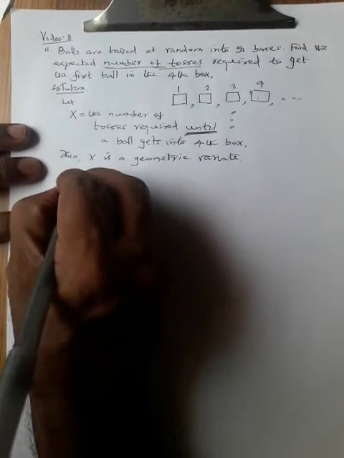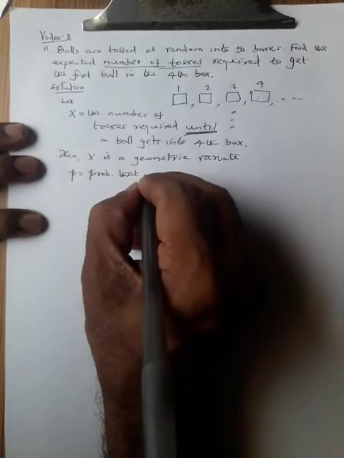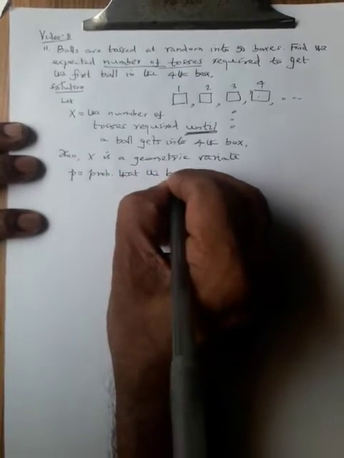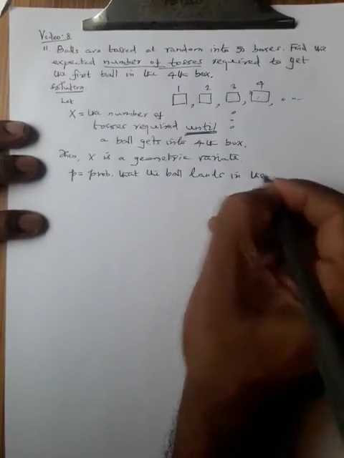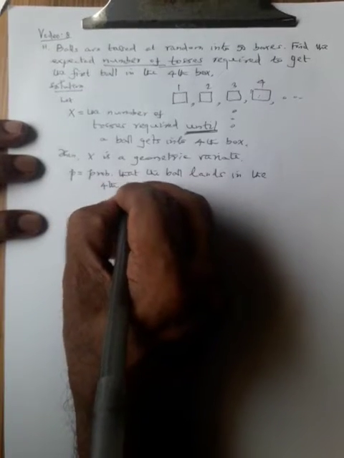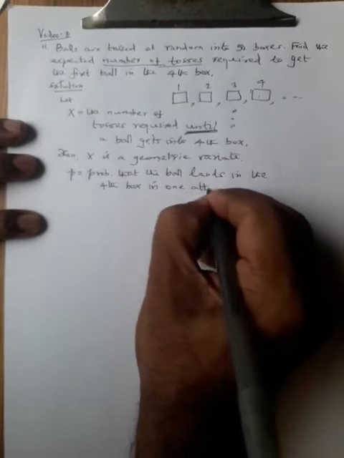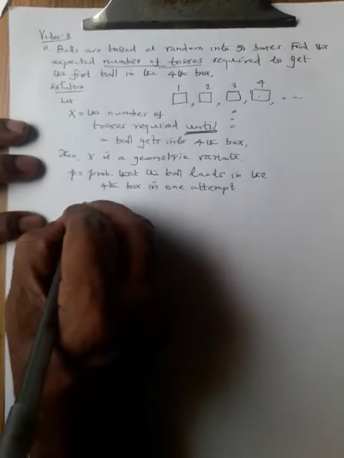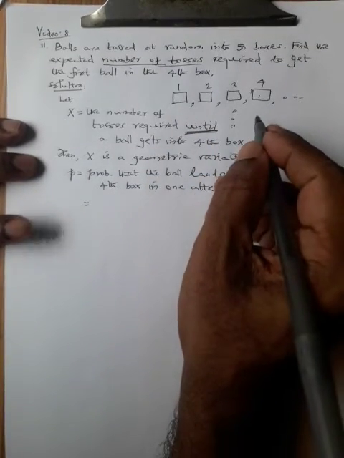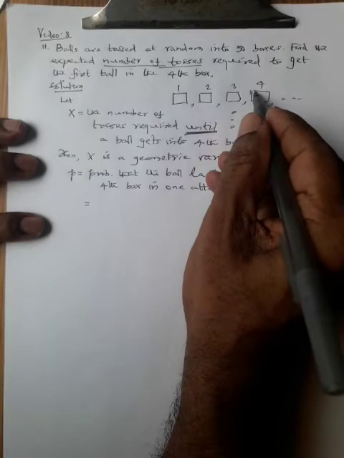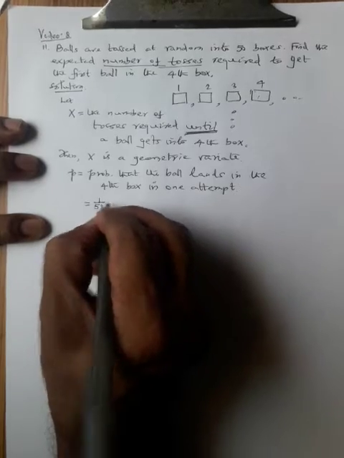What is our P? P is the probability that the ball lands in the fourth box in one attempt. So what is the probability? Because there are 50 boxes, the ball may land in one of the 50 boxes. So the probability that it lands in the fourth box is 1 out of 50. So P value is 1 by 50.